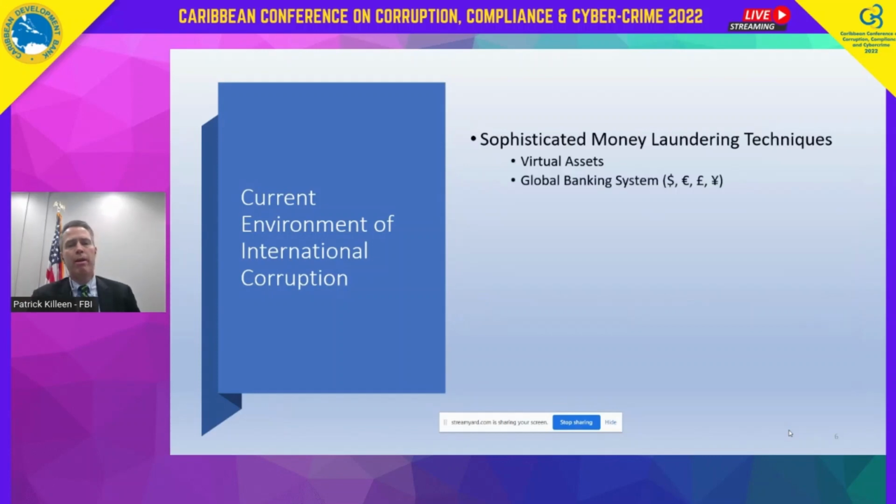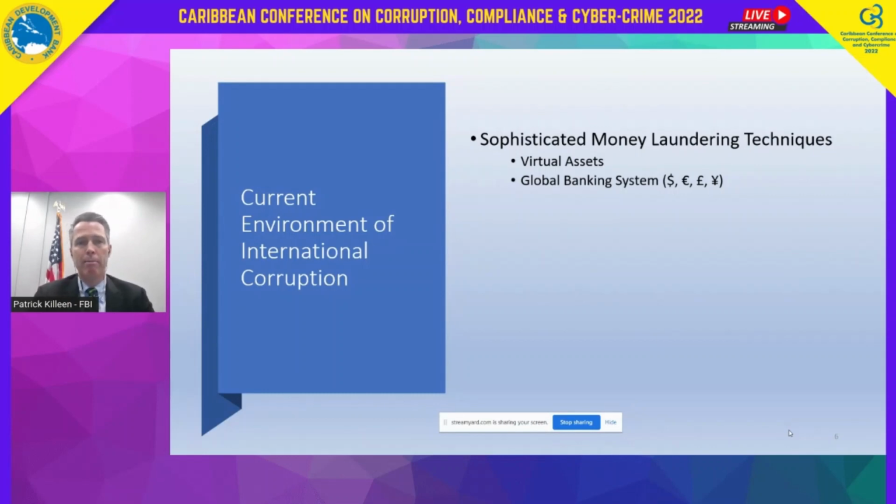Well, what's the current environment of international corruption? Well, as opposed to what many consider international corruption to be, bribery, basically cash being handed over in exchange for a favor, that is still happening, but it has become much more sophisticated. And through that, primarily, is the increase in the sophistication of money laundering tied to the corruption.